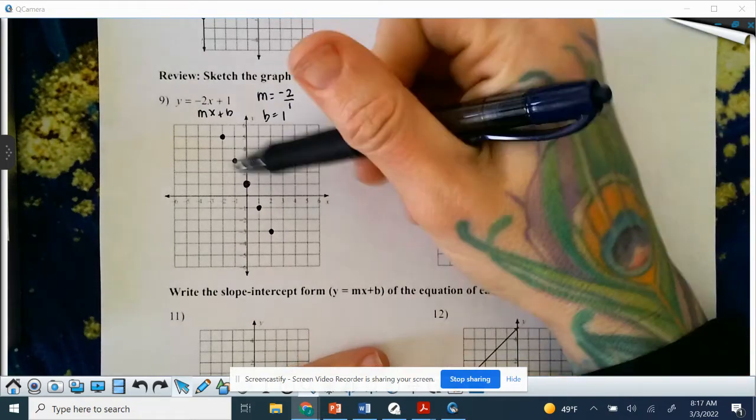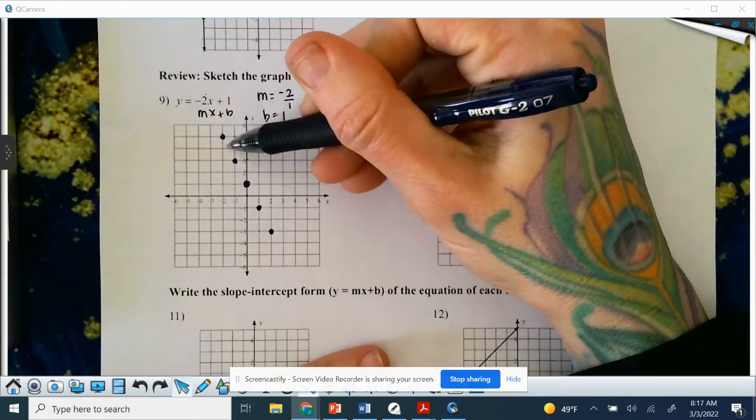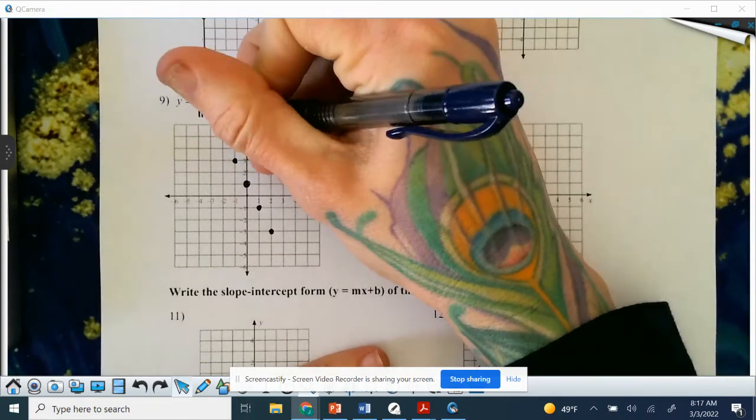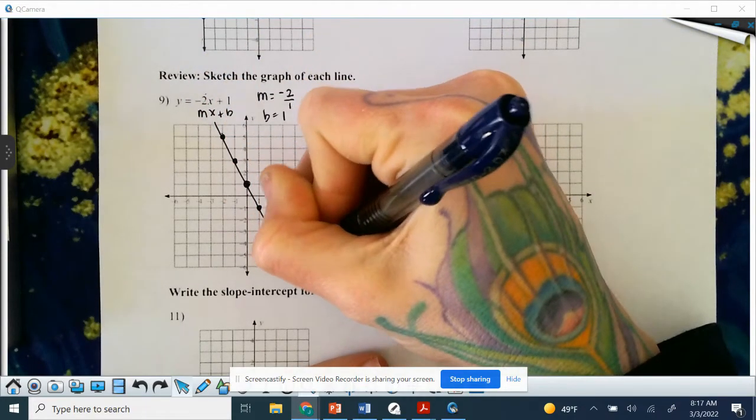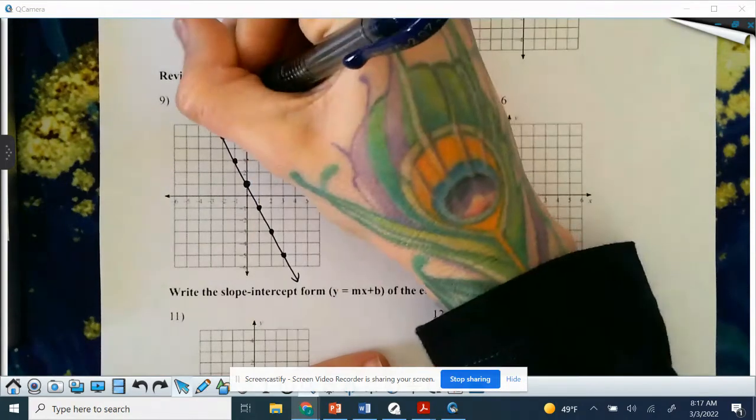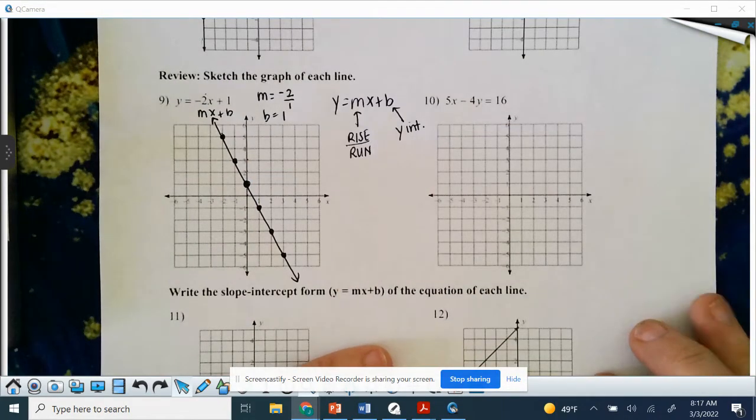Make sure you know this is a negative 2, that this line is decreasing as I read from left to right. In this case, it is. I want to go all the way through our graph, and now we have our negative 2x plus 1.